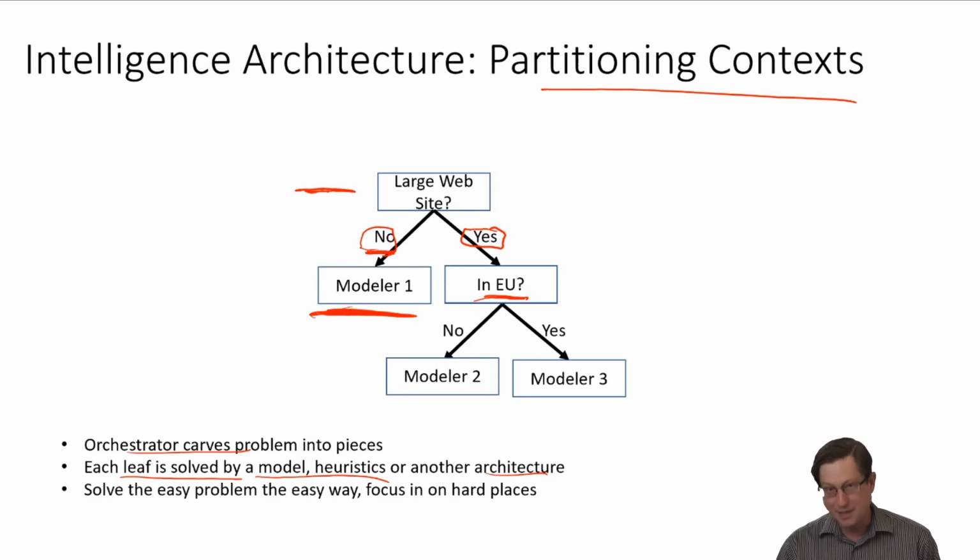Like, for example, you might say websites in the EU versus websites in the rest of the world. There's different regulations, something along those lines. So just intrinsically, we know that there's different features that are going to be applicable. So let's just simplify that problem, split it, and go.